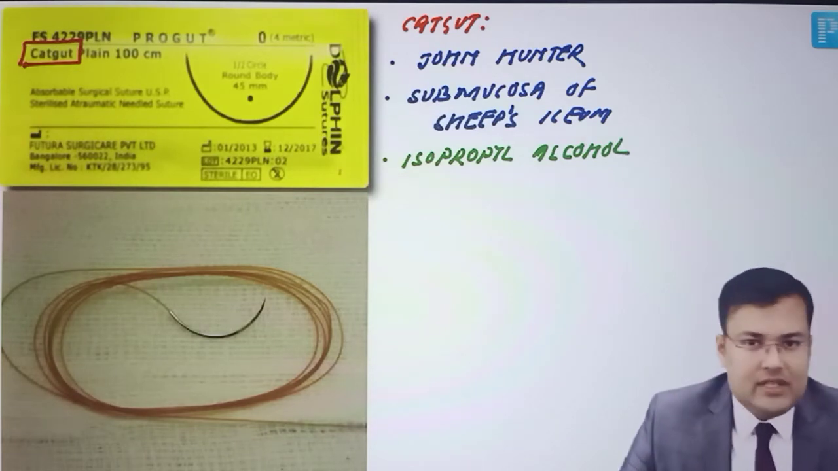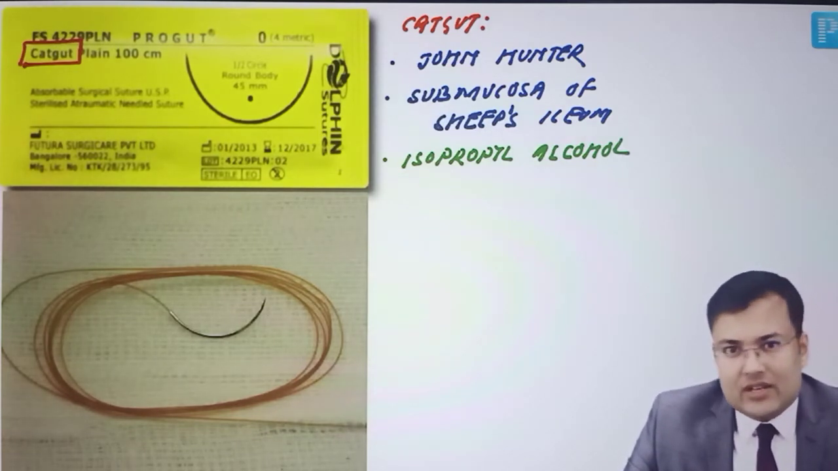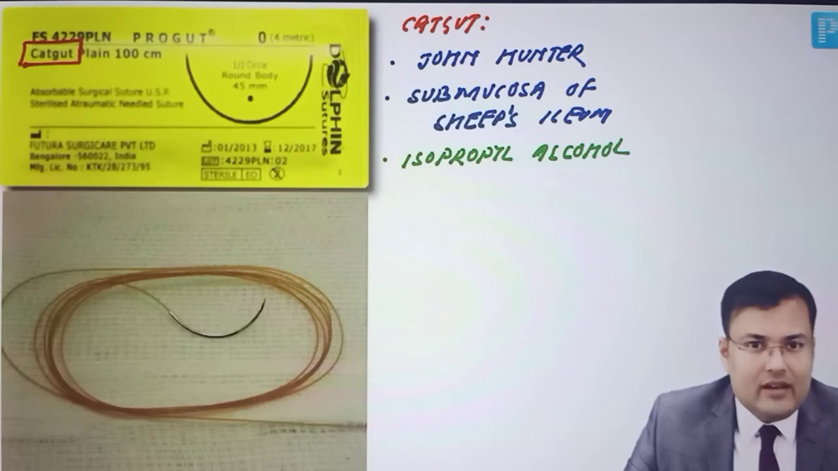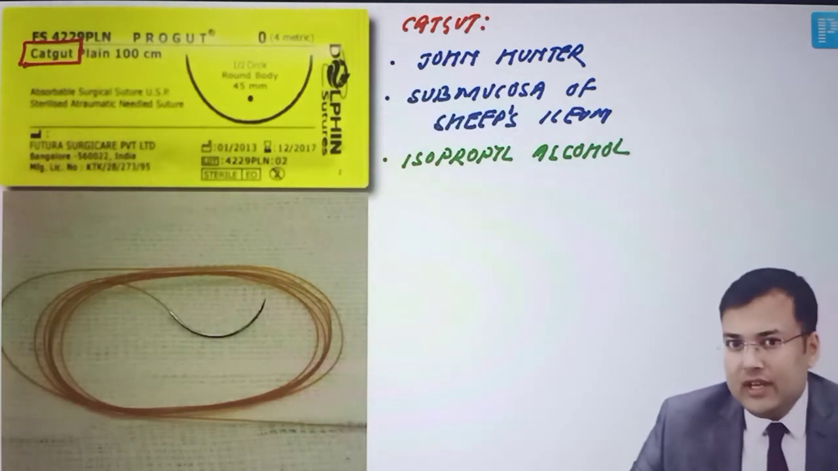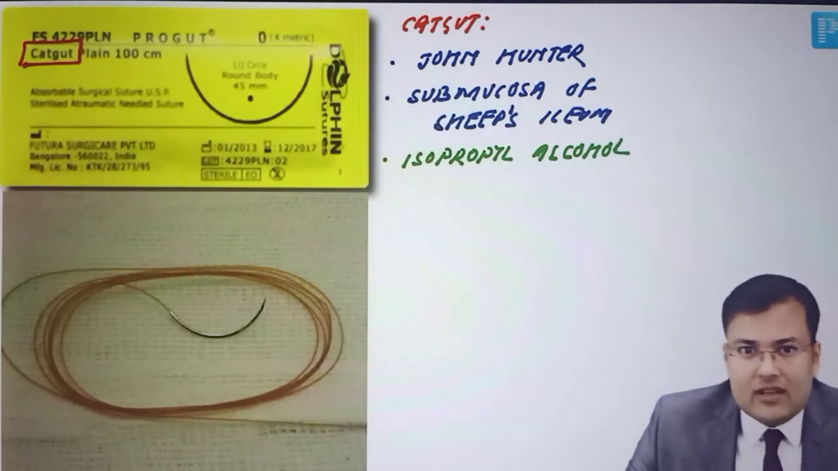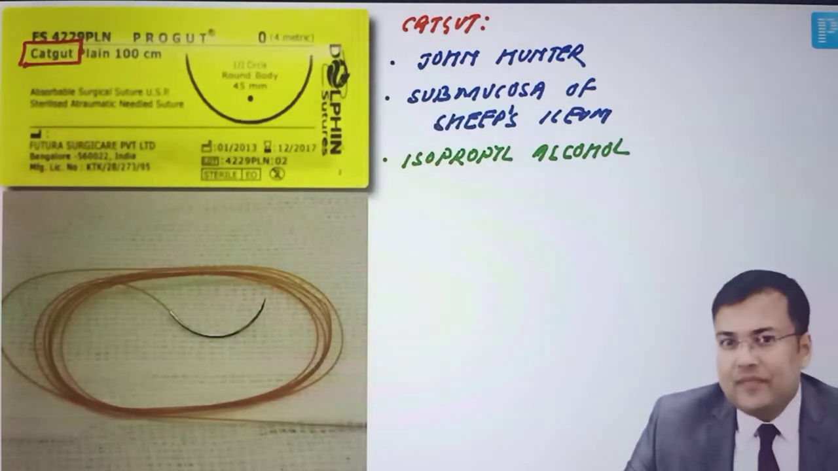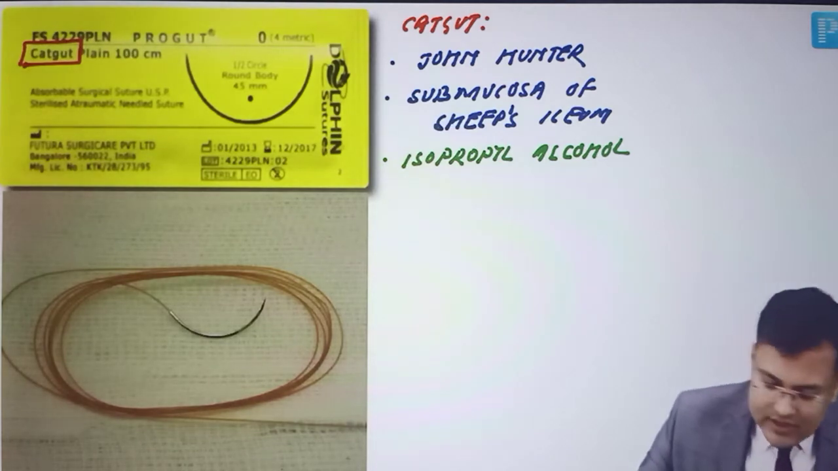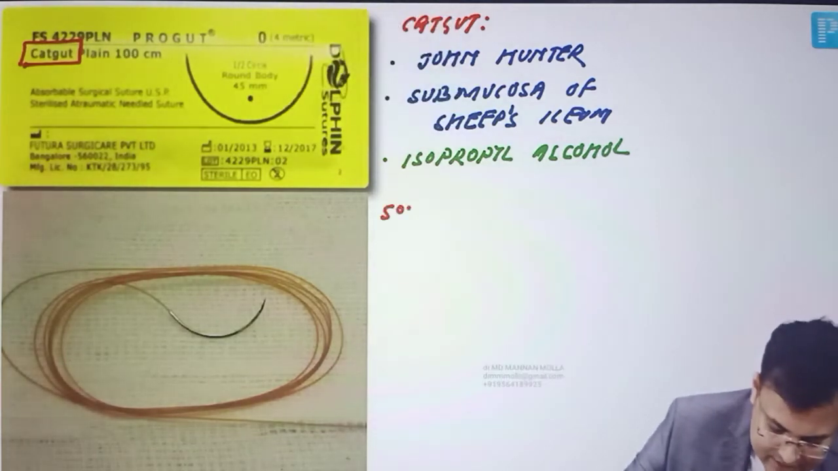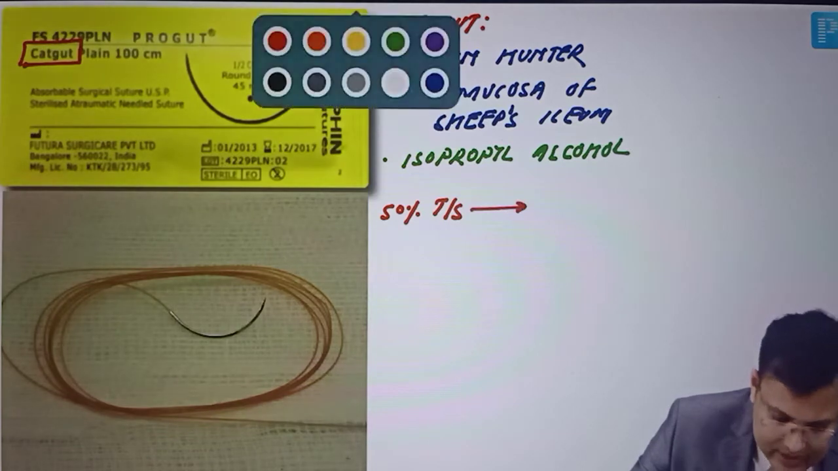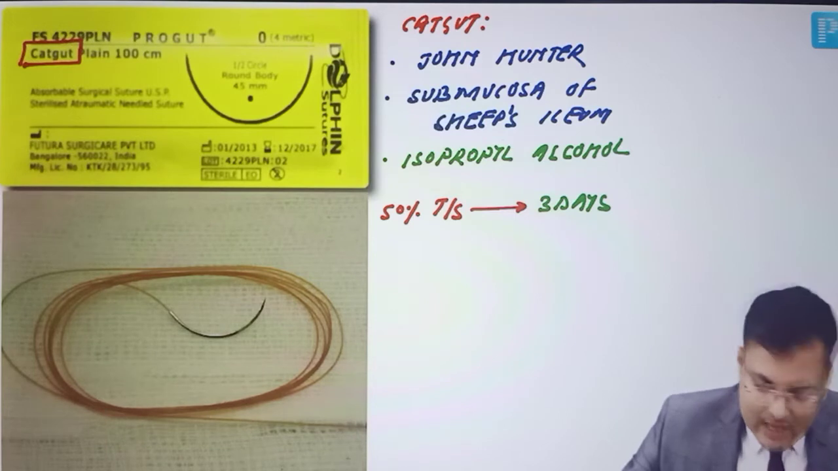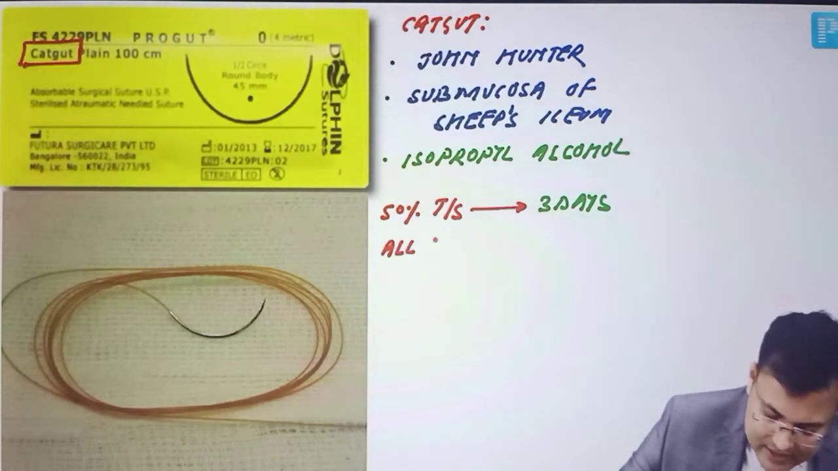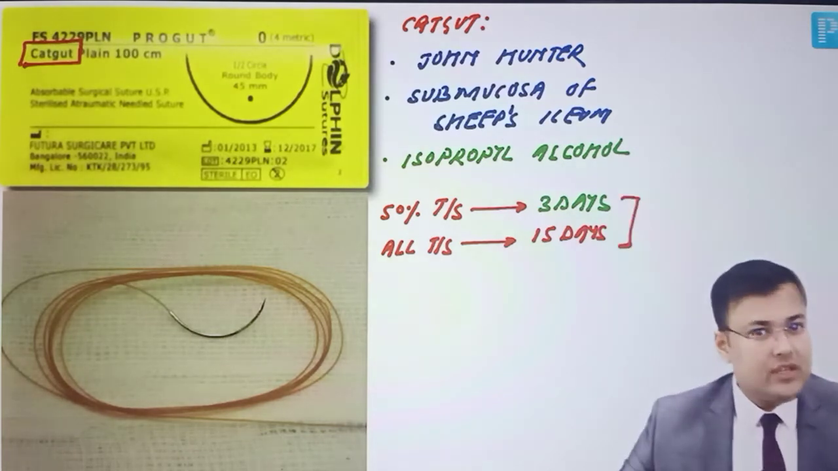After that, there are two types of questions asked. One, the tensile strength of the suture is lost in; and second, the suture is absorbed in. These are two different questions. So in the exam you have to read the question carefully, whether tensile strength lost is asked, or in how many days the suture is absorbed. If you see catgut here, 50% of tensile strength is lost in 3 days, and all tensile strength is lost in 15 days. Clear? So this is the question related to tensile strength.